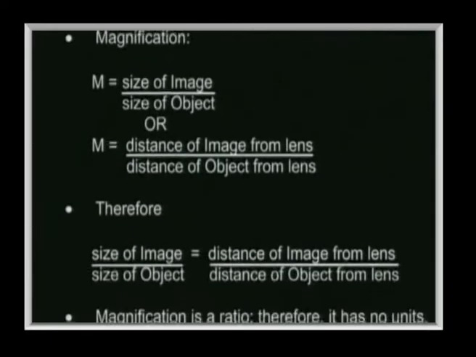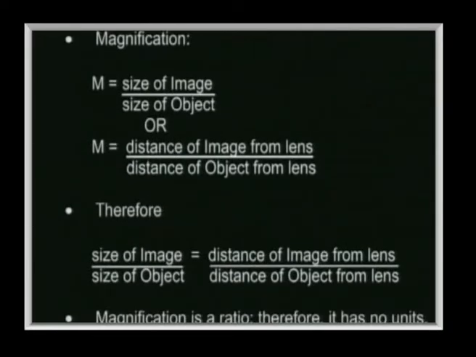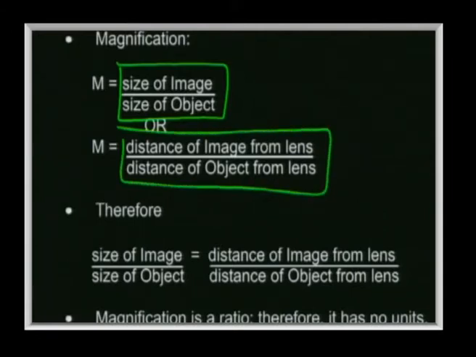Now the term magnification refers to the enlargement or the reducing of the image when we look at an object through the lens. Because magnification is a ratio that we work with, there is no unit when we deal with magnification. There are two possible formulas that you could use. You could compare the size of the image over the size of the object, or we could look at the distance that the image lies from the lens to the distance that the object lies from the lens.